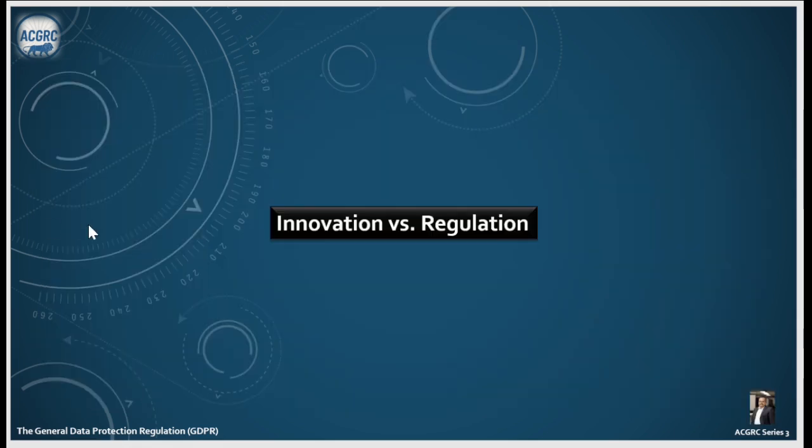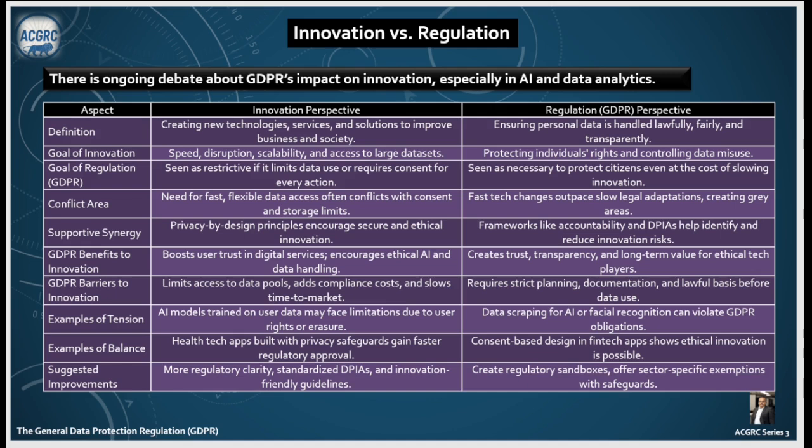Innovation versus regulation. There is an ongoing debate about GDPR's impact on innovation, especially in AI and data analytics. In simple language, innovation means creating new ideas, products, and technologies like AI, health apps, or online platforms. Regulations mean setting rules like GDPR to protect people's rights, especially their privacy. So, innovation and regulation means balancing new technology with privacy laws. In simple words, how do we build exciting new tools without breaking the privacy laws?